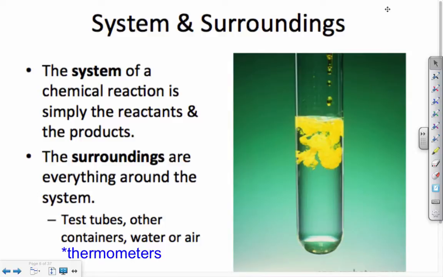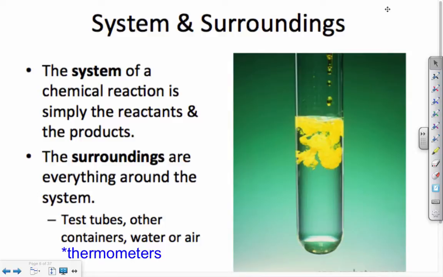First, the terms endothermic and exothermic are defined in part by the flow of energy or heat between a system and its surroundings. The system of a chemical reaction is the reactants and products of that reaction. Everything around the reaction is considered the surroundings.